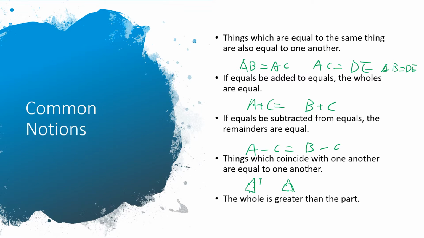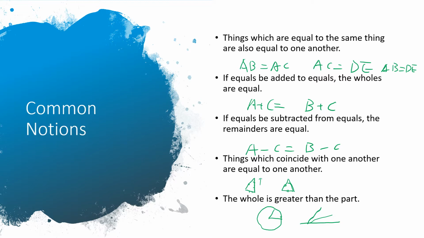Then, the whole is greater than the part. You have a whole pie, then this is a part of the pie, and the whole, of course, is greater than the part. This is also true of angles. If you have a part of the angle, then the whole angle will be greater than the part of the angle. Okay, so the common notions look very straightforward and simple, but Euclid defined them clearly, and that's all we need.